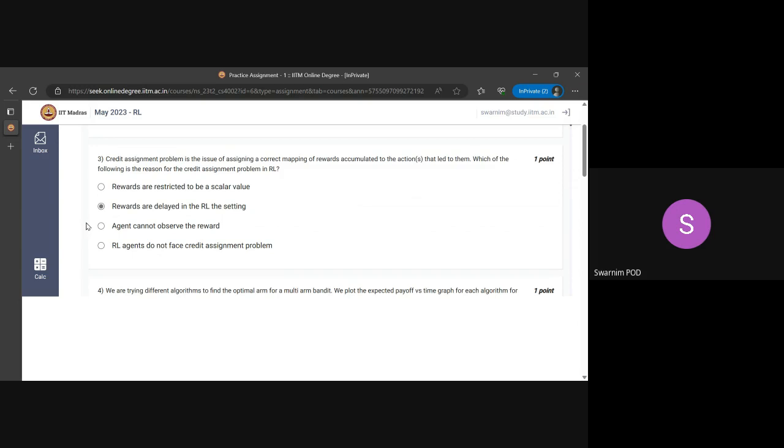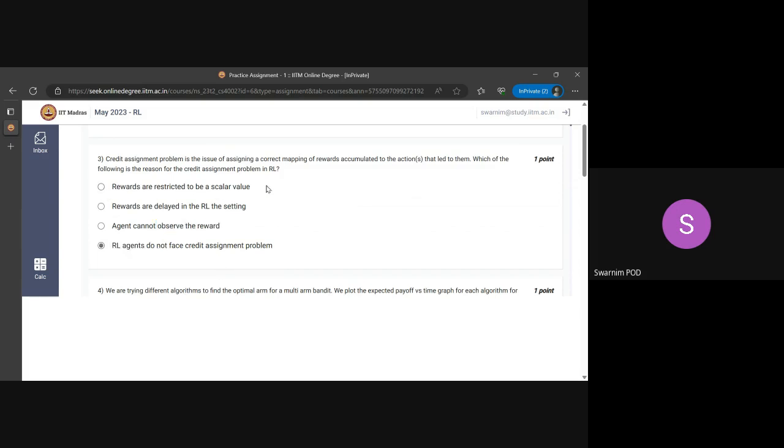Point number 2 is rewards are delayed. So rewards are delayed in the RL setting. Not always, but if they are, then this is correct. True. Okay. Agent cannot observe the reward. If that is the case, then credit assignment is absolutely useless. Next is RL agents do not face credit assignment problem. They do. So 3 and 4 are absolutely wrong.